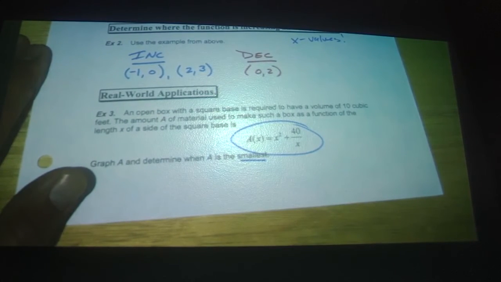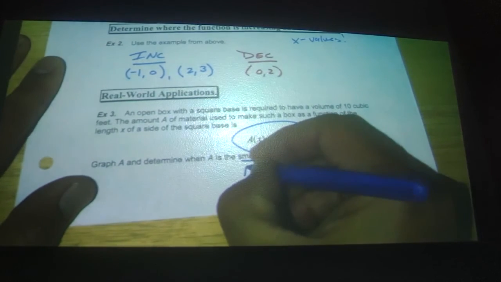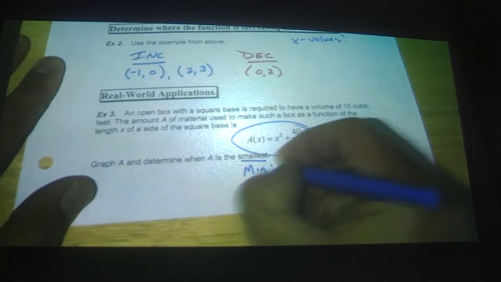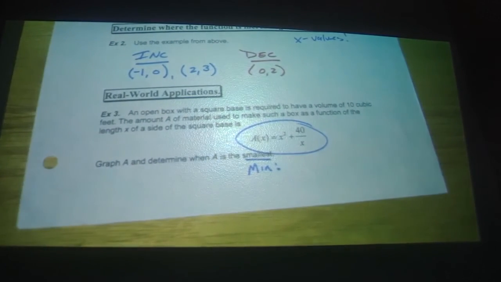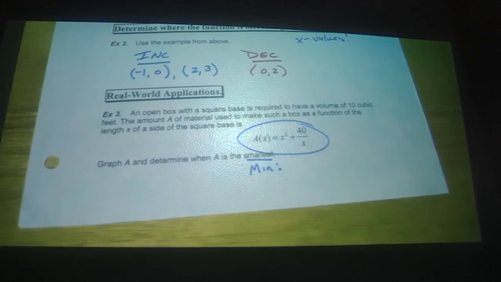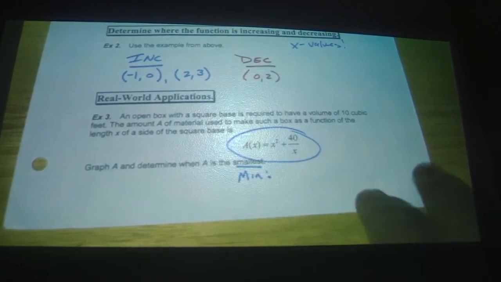What are we going to find today? What's another word for smallest from the words we've been using today? Minimum. We're going to find the min. Okay? So if you didn't get anything that's going on here, we're trying to get a volume of 10, but we're trying to minimize this material so that we save money.